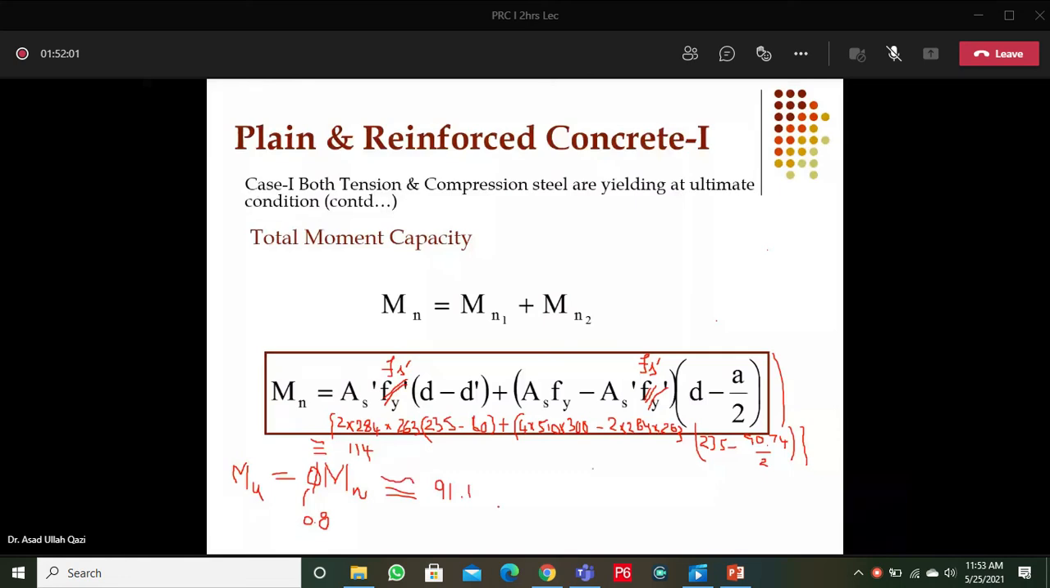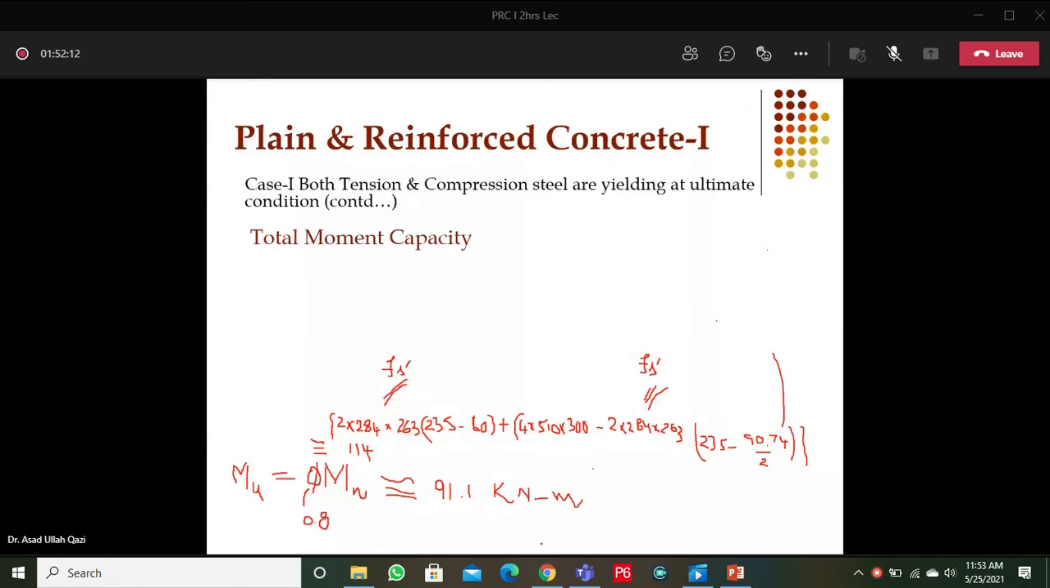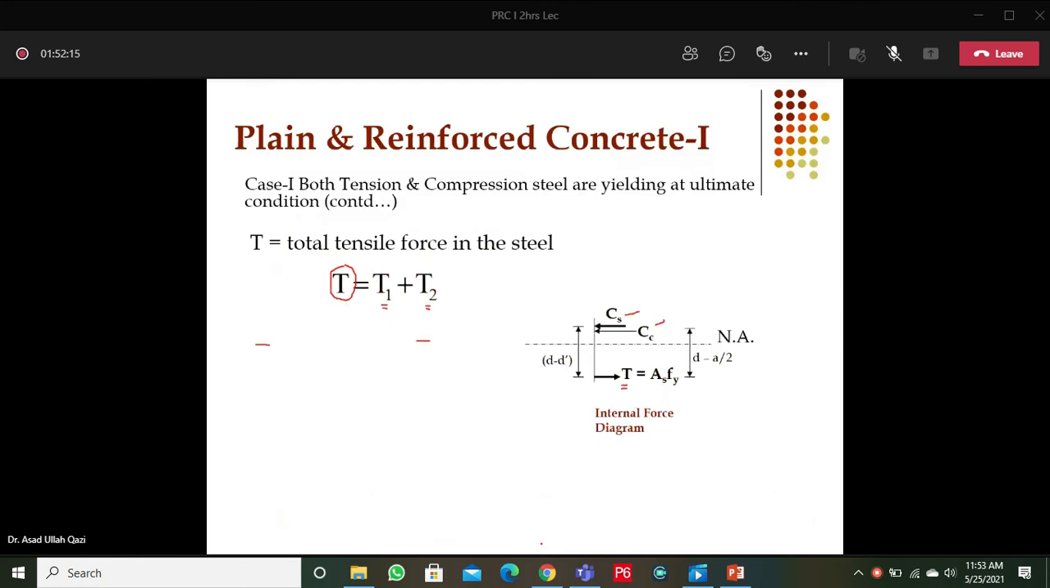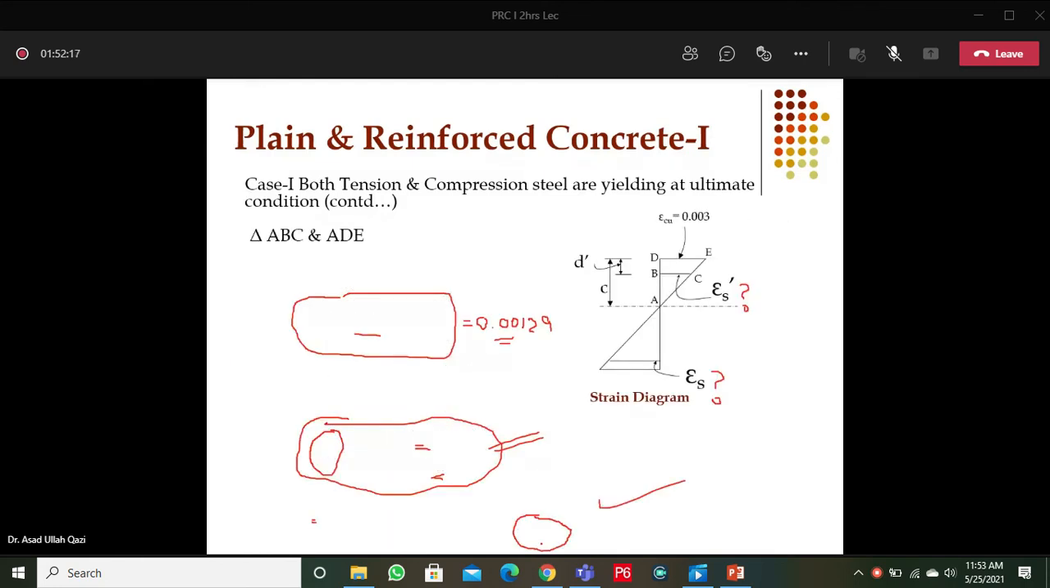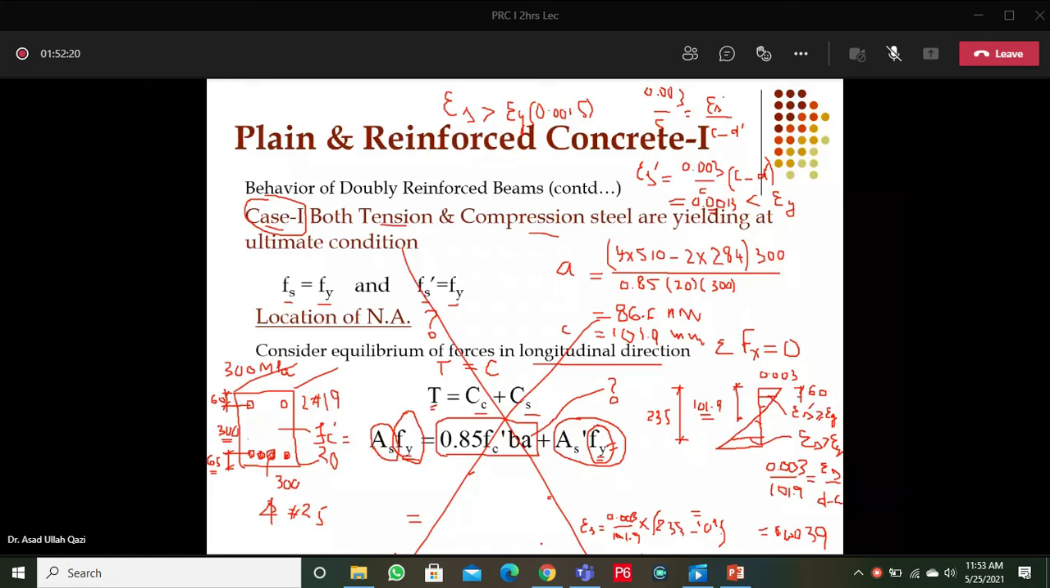91.1 kilonewton meter is the moment resistance of this shallow beam. This is a 300 millimeter beam, of depth 300 by 300, and now think at home later on, what is the rho of this beam? Try to think, tension steel rho, how much is it, then calculate compression steel rho, As prime over b d, and we will talk about that in the next lecture, Insha'Allah.